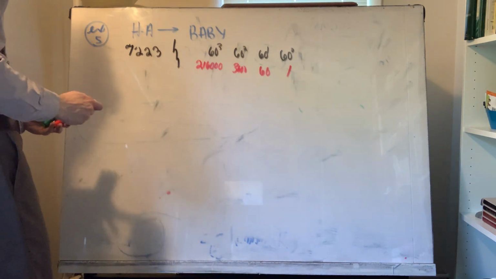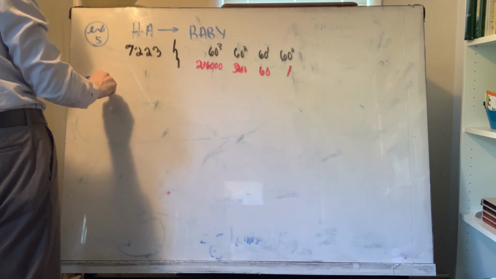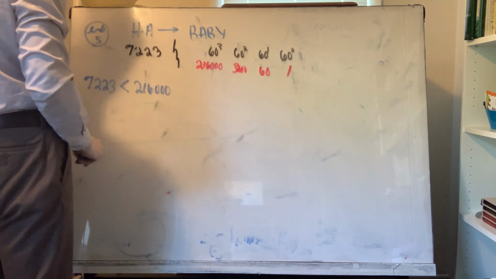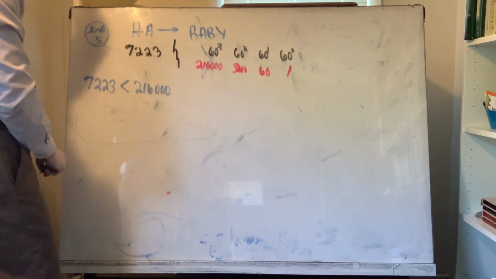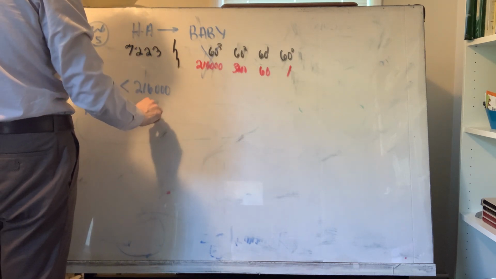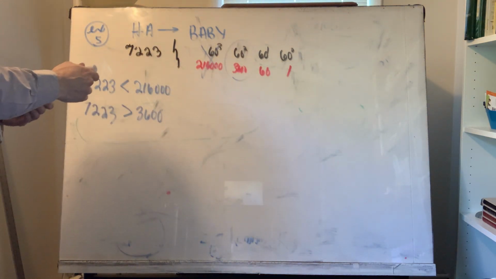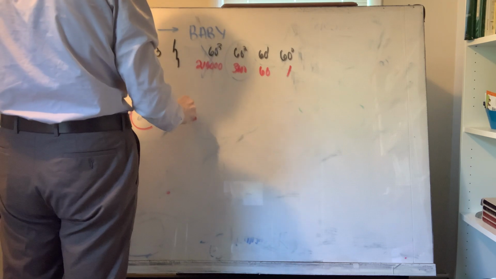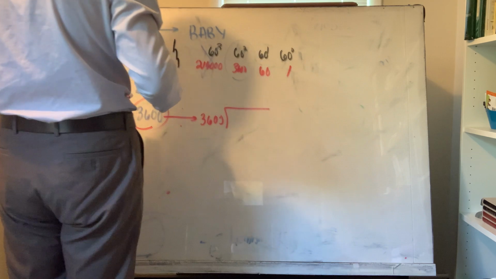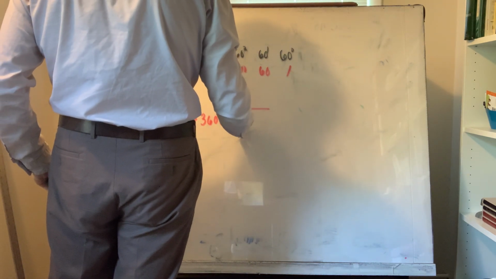Well, 7,223 is significantly less than 216,000. So we're not going to use that one. 7,223 is greater than 3,600. So we're going to start here when we divide. We'll use this to divide. 3,600 into 7,223.